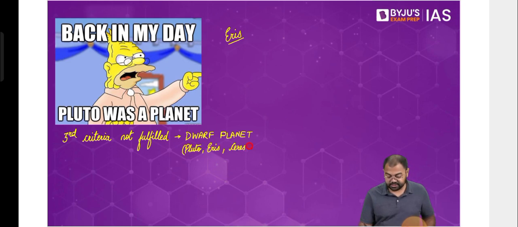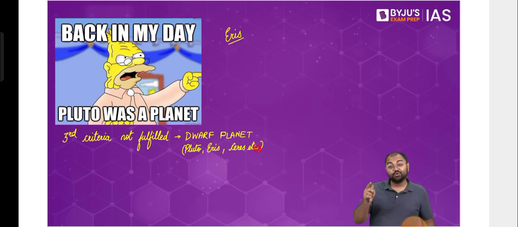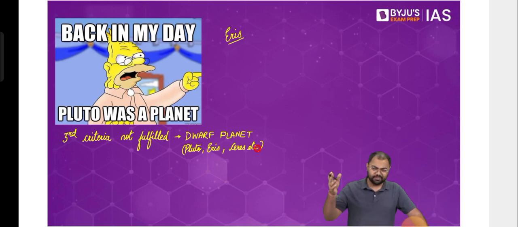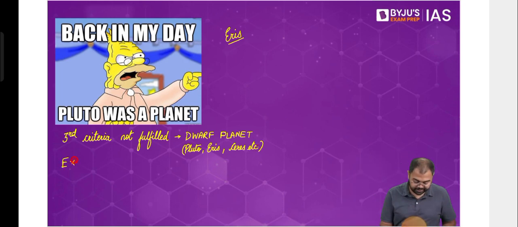We have Ceres, which is the only dwarf planet in the asteroid belt, between Mars and Jupiter. All the other dwarf planets are beyond Neptune. Only Ceres is one dwarf planet which is in the asteroid belt. So these are all now dwarf planets. Similarly, the other planets which are outside the solar system, which might be revolving around any other random star, are called exoplanets. So we have another kind of planet called exoplanets.